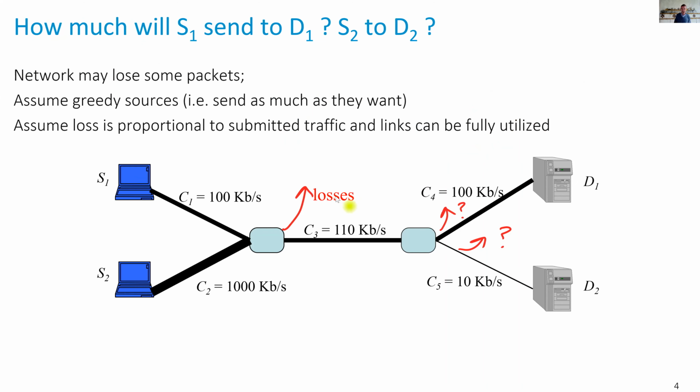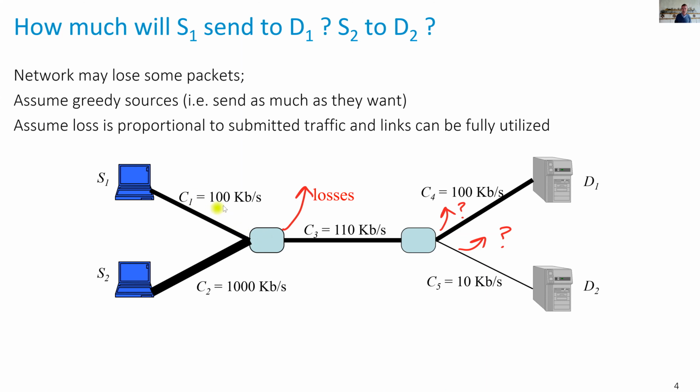Here, to ask the question more correctly, I'm assuming that the dropping is proportional to submitted traffic. When the router has to send packets here, of course, it will queue them, and the mechanics of a queue are sometimes a bit complicated to analyze, but in general, or at least as a crude approximation, we can assume that the probability that the packet is dropped is proportional to the submitted traffic of this flow here.